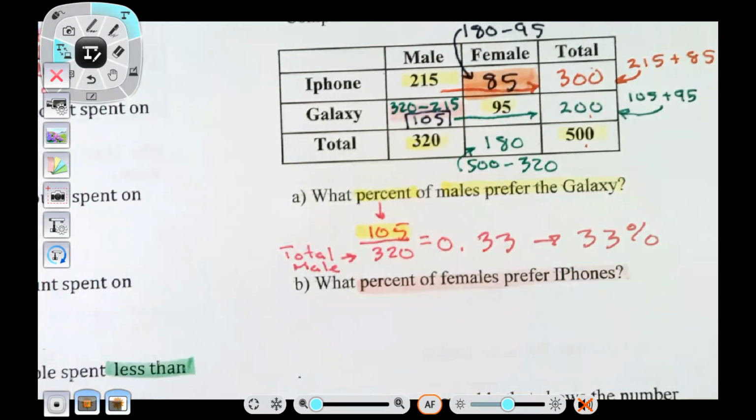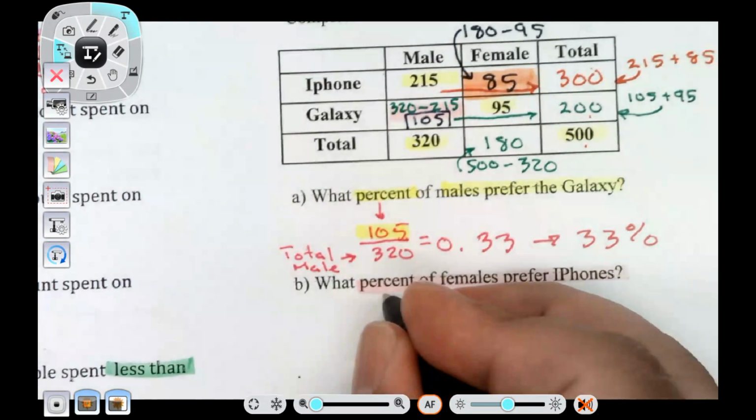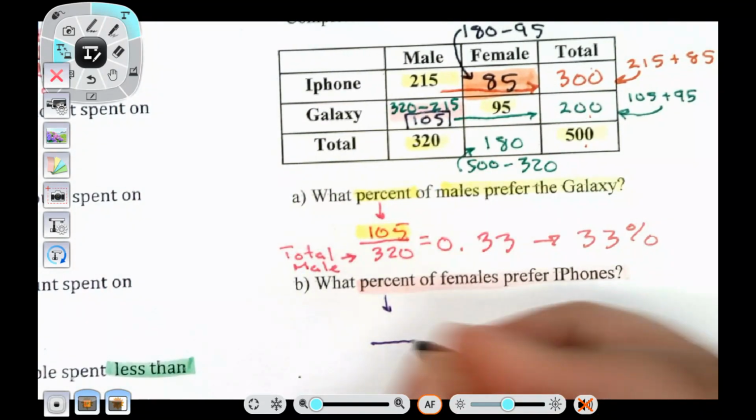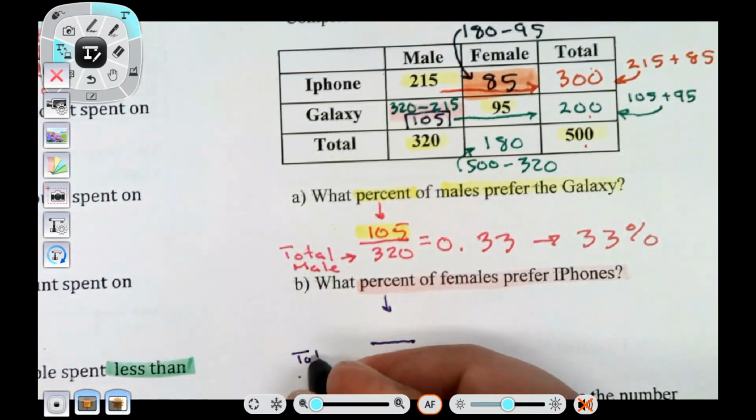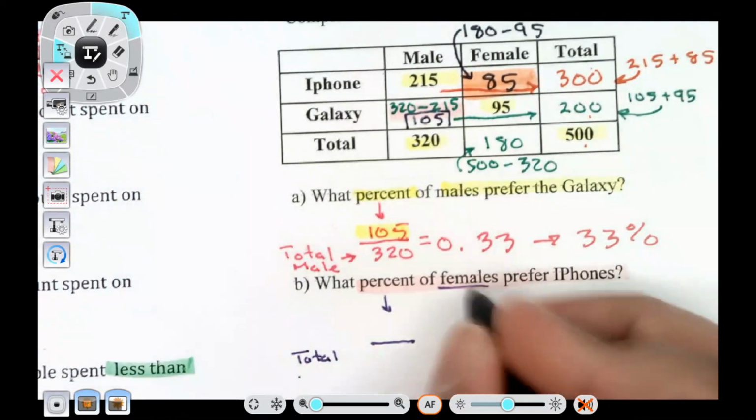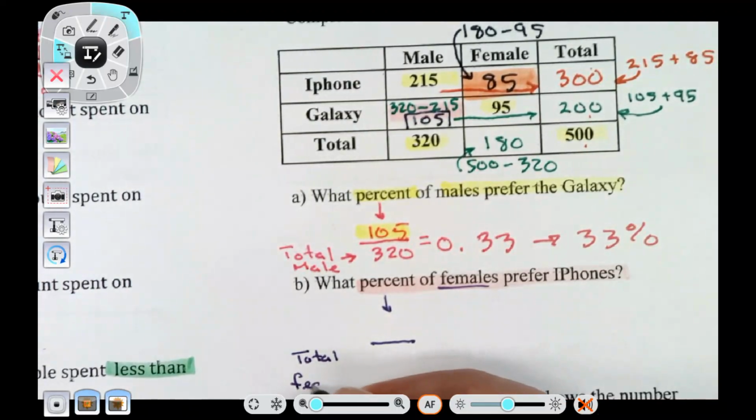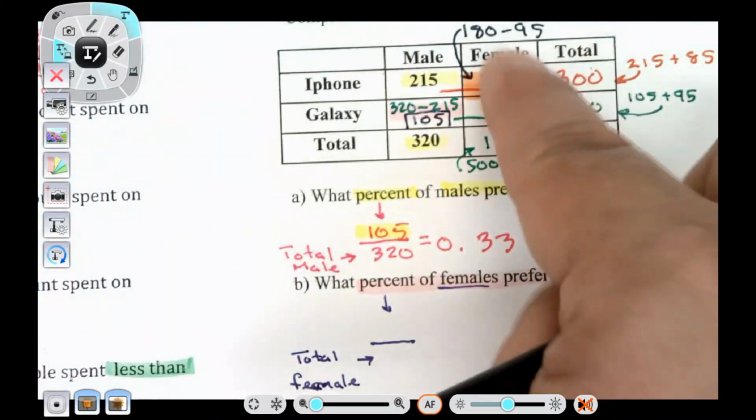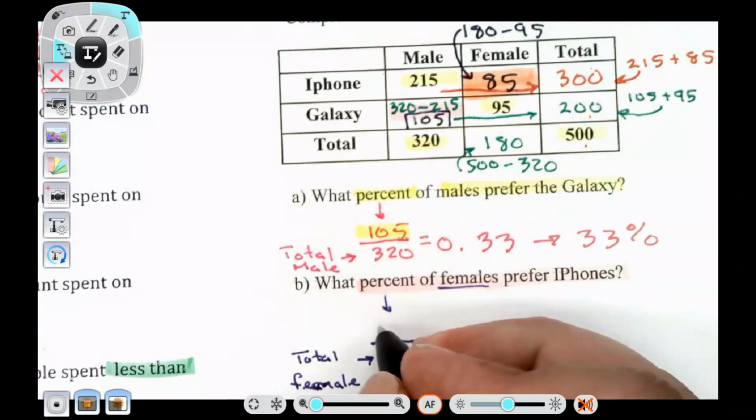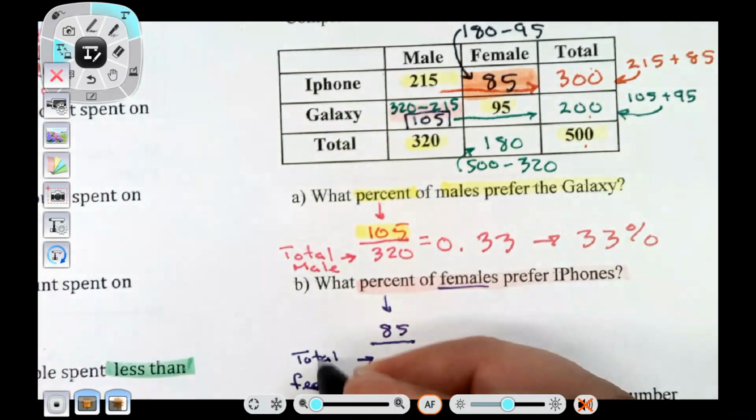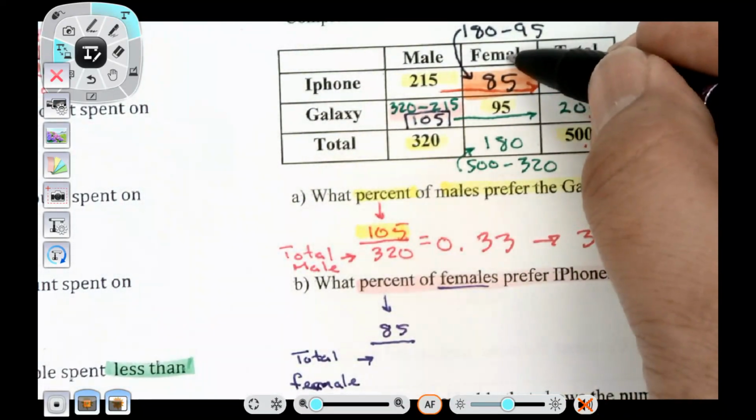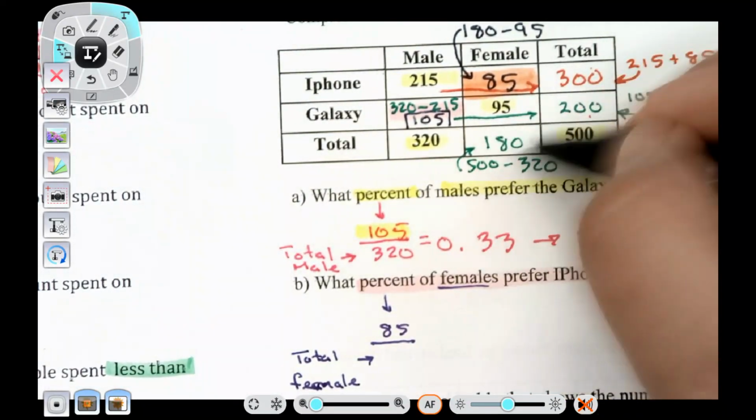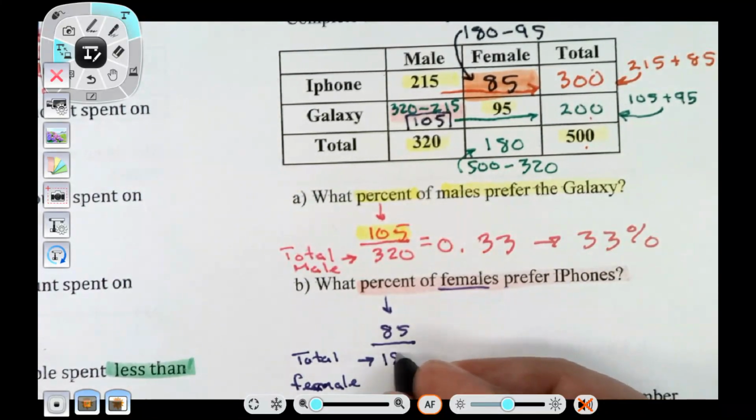All right, the next question and the last one for this type says, what's the percent for females that prefer iPhones? Again, as soon as they say percent, it means write a fraction. I'm going to need the total, but not for the whole group. We said female only, so the total for female will be at the bottom. So how many females prefer iPhones? Let's see, female iPhone was 85. And how many total females are there? Well, here's female. Go straight down. There was 180 of them, so 180.